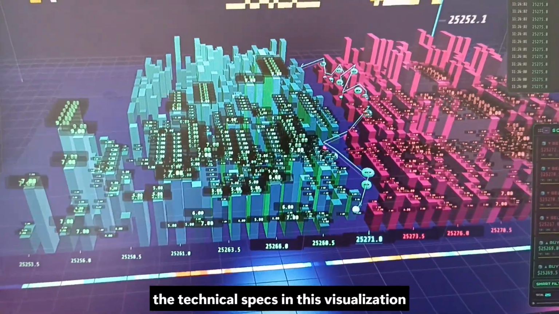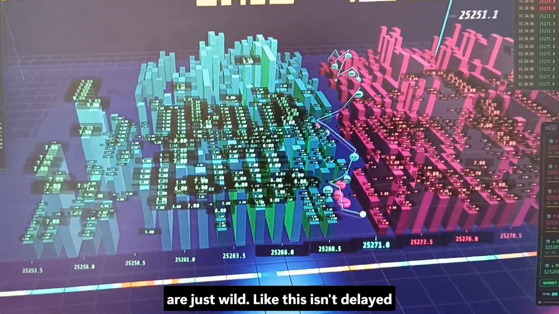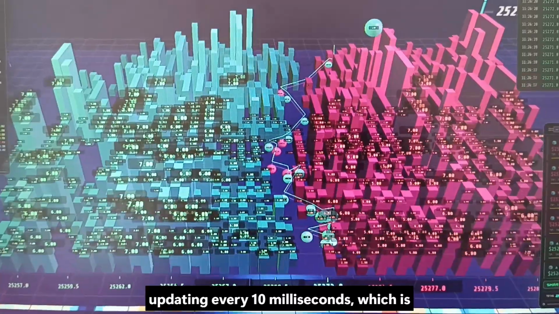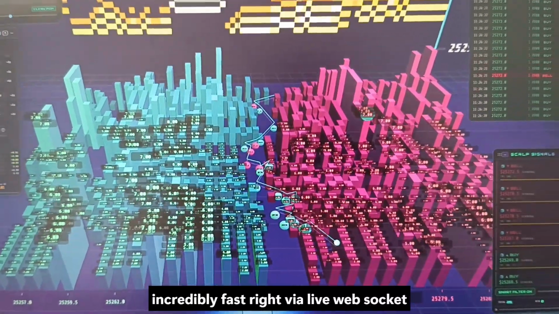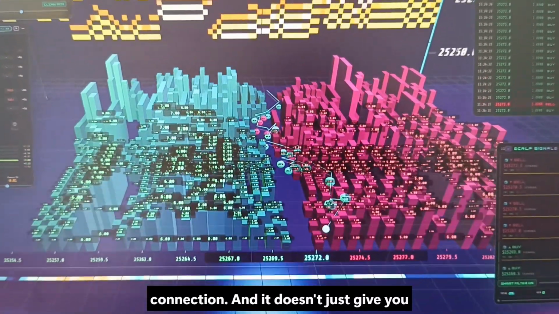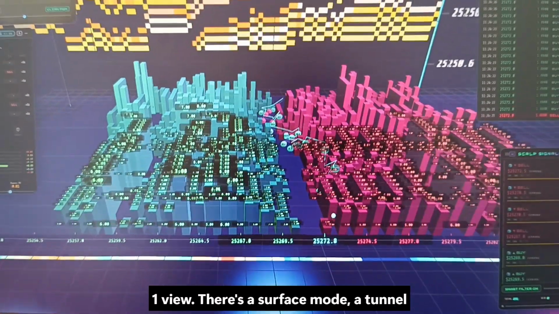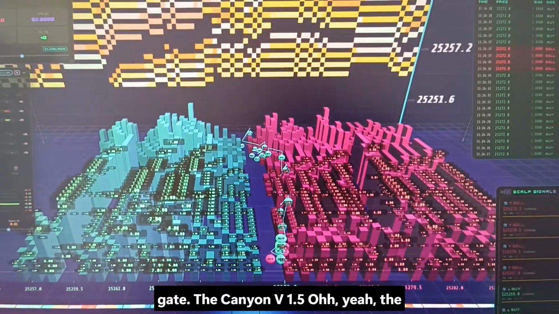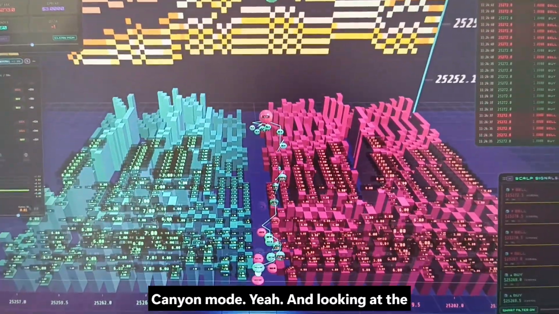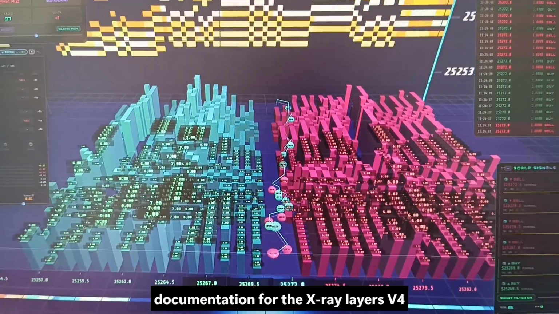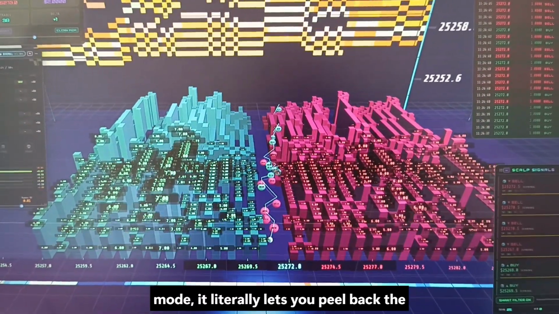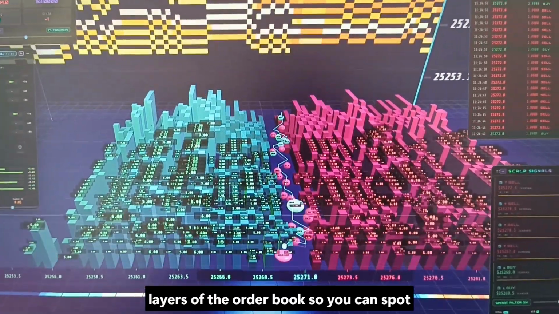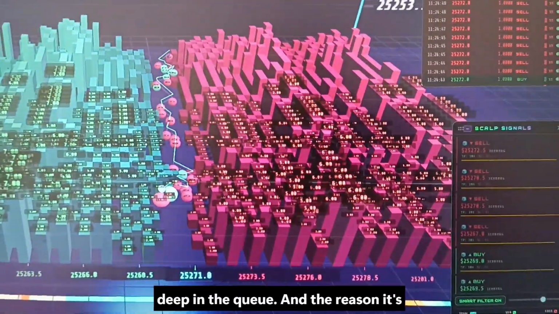And the technical specs in this visualization are just wild. Like, this isn't delayed data. It's rendering a 3D surface, updating every 10 milliseconds. Which is incredibly fast. Right, via a live WebSocket connection. And it doesn't just give you one view. There's a surface mode, a tunnel or wormhole flight mode, a 3D footprint gate. Don't forget Canyon V1.5. Oh, yeah, the canyon mode. And looking at the documentation for the X-ray layers V4 mode, it literally lets you peel back the layers of the order book so you can spot where institutions are hiding their bids deep in the queue.